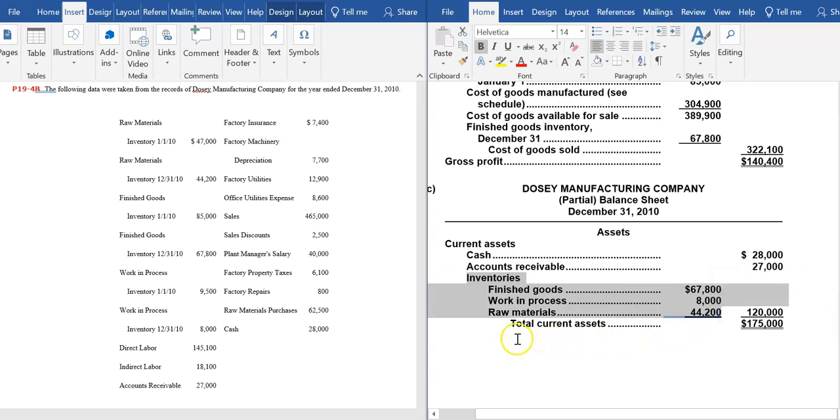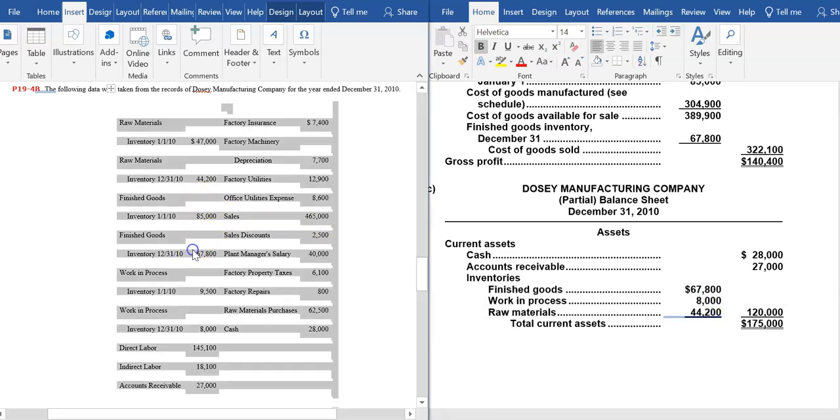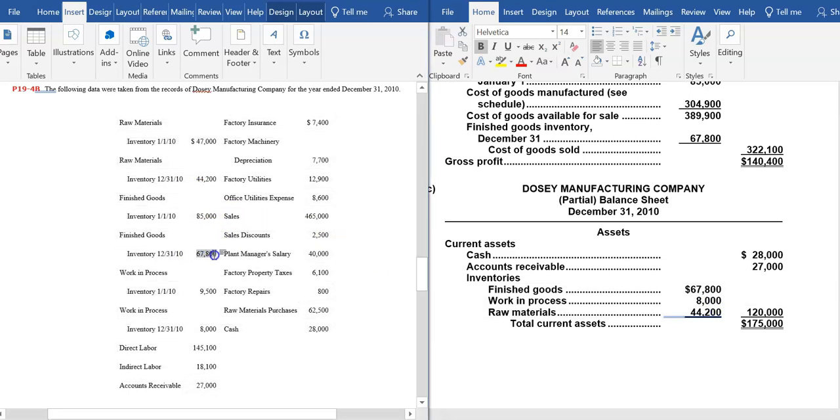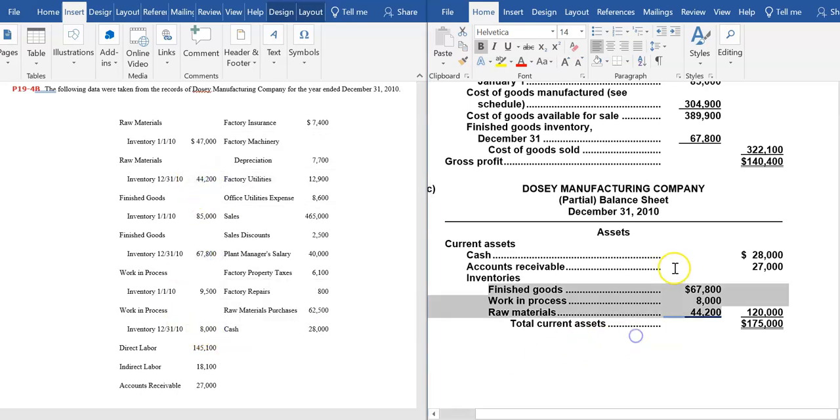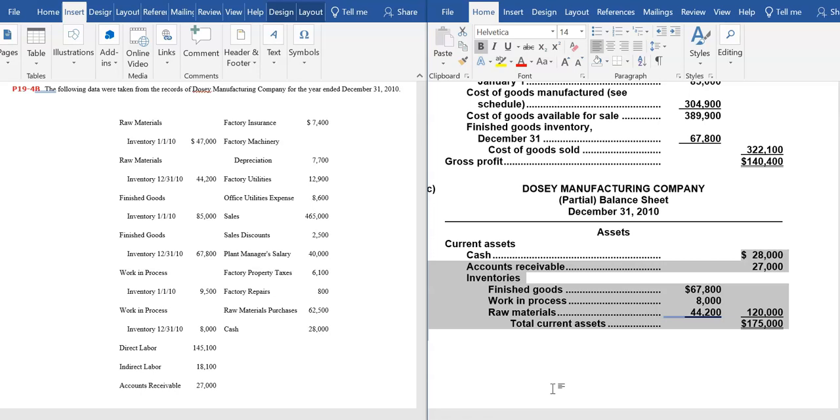In 211, in a retailer or a wholesaler, we have one inventory account for merchandise inventory, but a manufacturer has 3 inventory accounts. So these are reporting the ending balances in our 3 inventory accounts: finished goods, raw materials, and work in process. This company's total current assets are $175. Again, just a small part of the balance sheet, but getting you to see that those 3 inventory accounts are just very similar to any other inventory account you had worked with in the past.